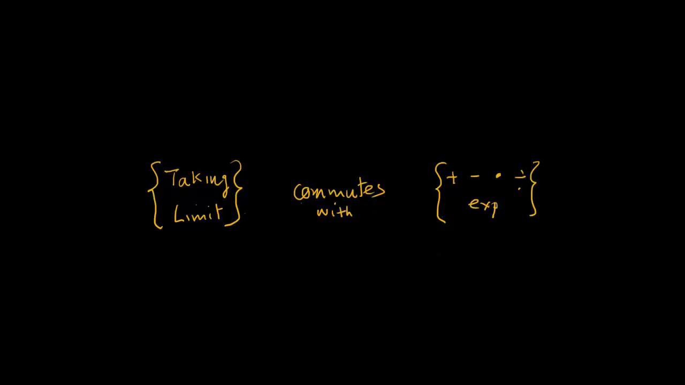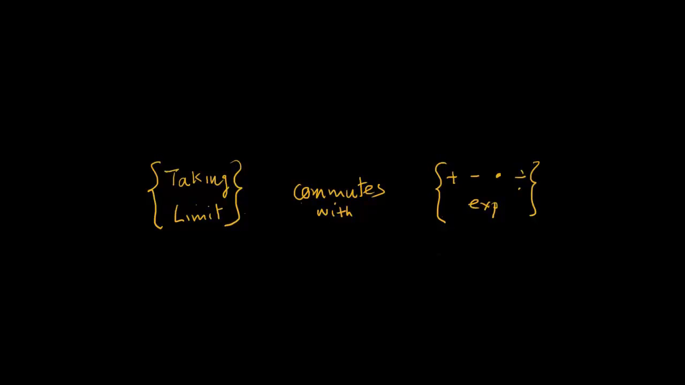Taking the limit of a function that involves operations of addition, multiplication, division, or exponentiation, taking limits commutes with those operations. You can either take the limits first and then perform the operations, or you can perform the operations first and then take the limits.